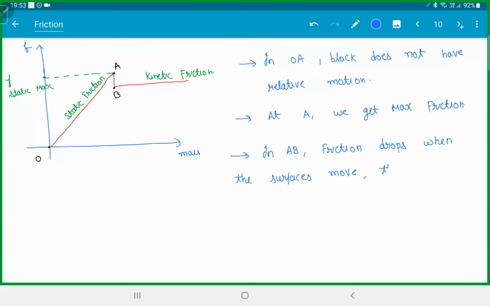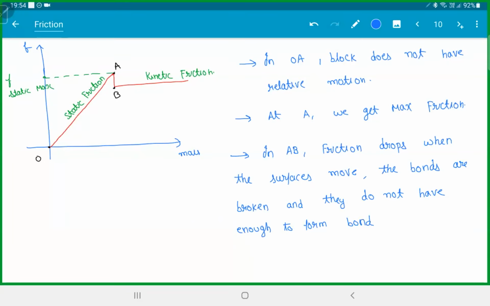The bonds that are broken do not have enough time to form completely. They do form bonds, but you do not get a proper grip. It's like when you're running, it is more difficult to catch you. You might slip. So they do not have enough time to form the bonds completely. That's where the friction drops.